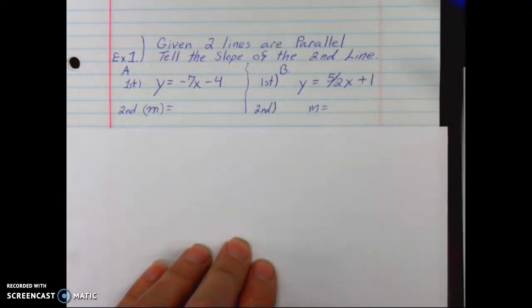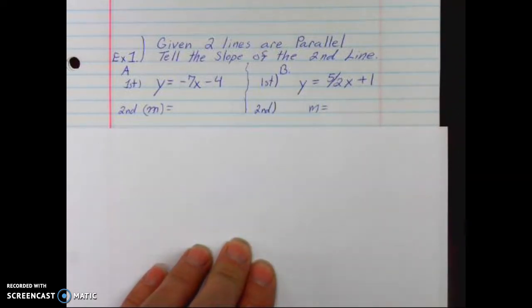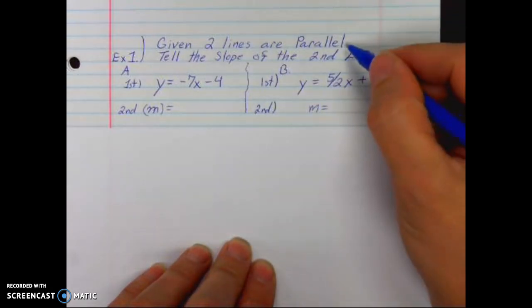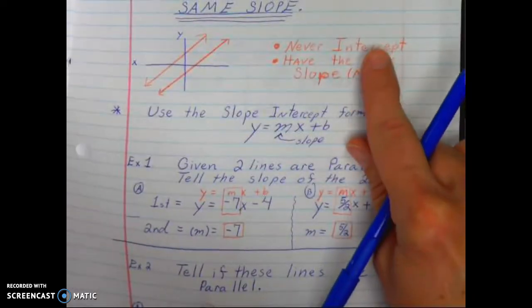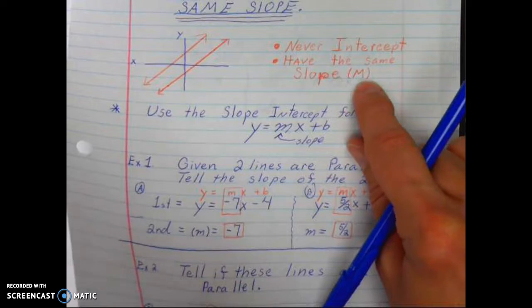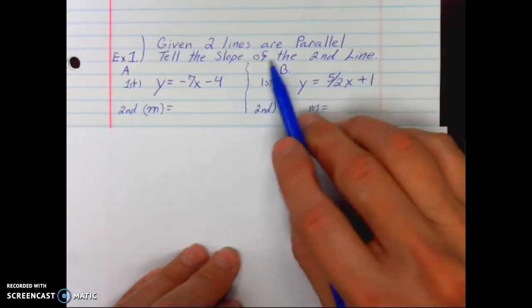Take a moment to copy down these instructions and copy down these two equations. So just hit pause and do that right now. All right, so what do the instructions say? It says given two lines are parallel. So basically I'm telling you that the lines are going to be parallel. That means they're never going to intersect and they're going to have the same slope, right? Because that's what parallel means. So given that the two lines are parallel, tell the slope of the second line.